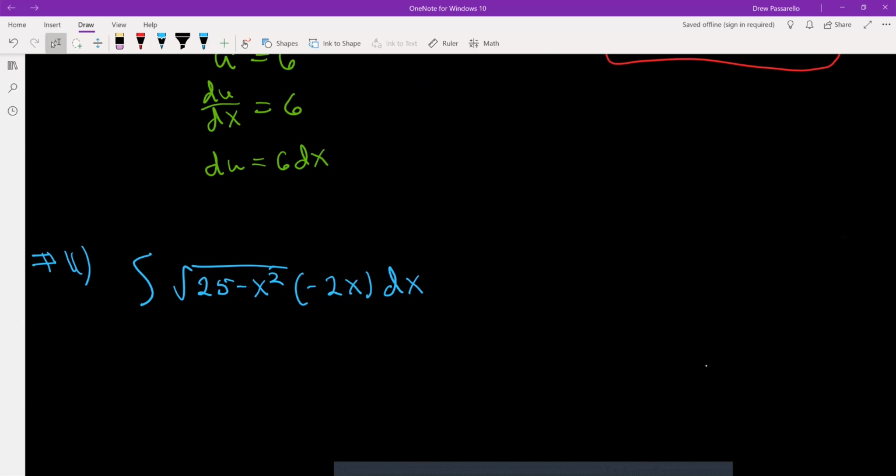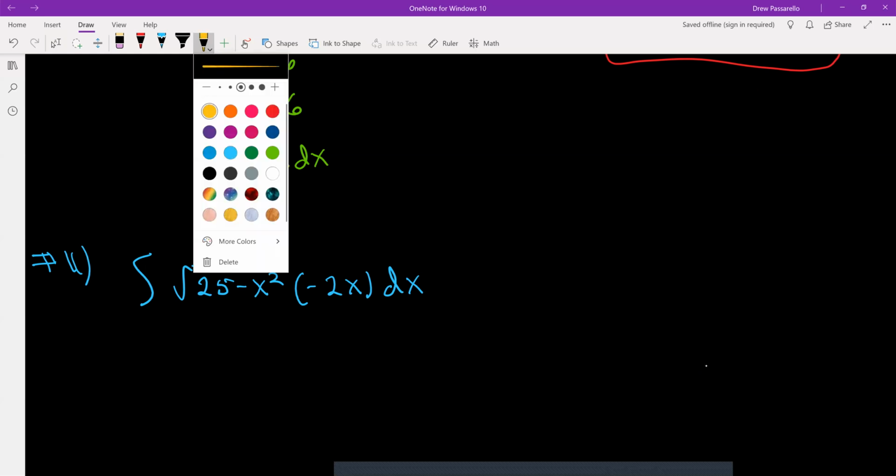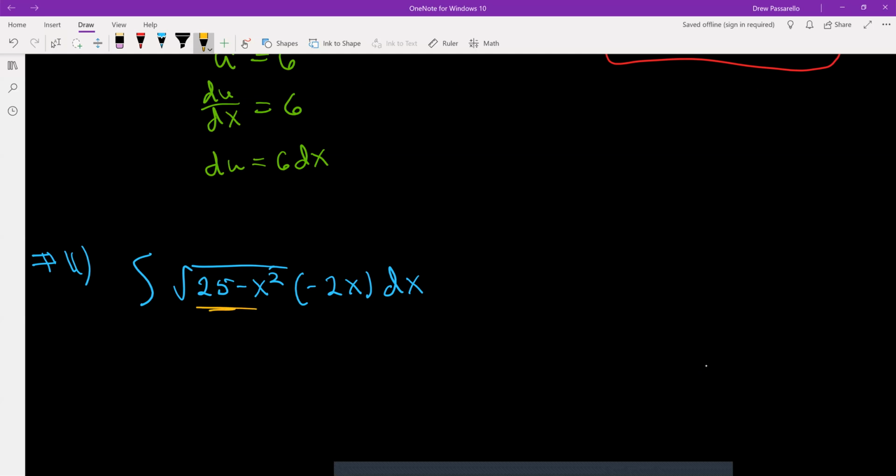Now notice I have negative 2x in the parentheses. Well, I know the derivative of x squared is 2x, and so I could try to let u be this whole thing, 25 minus x squared. Just to make it easier, I want to include the 25. Since the derivative of a constant is 0, the 25 is going to go away when you take the derivative. So I'm going to let u be the whole thing, 25 minus x squared.